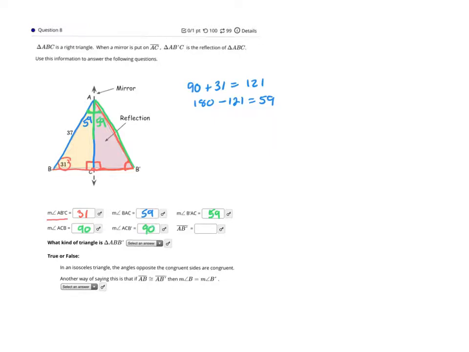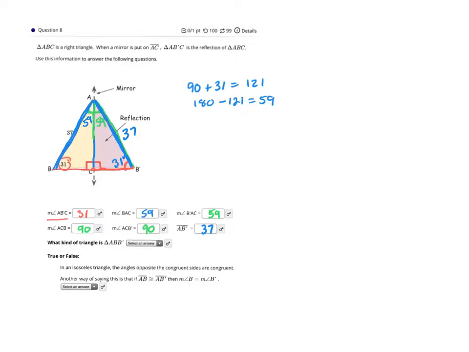Now, what is the length of AB'? Well, side AB' is the side over here. That's just a reflection of side AB, so that is the same length. So that will just be 37. So if we write everything in here, all of my angles and all of my sides, we have a picture that looks something like that.